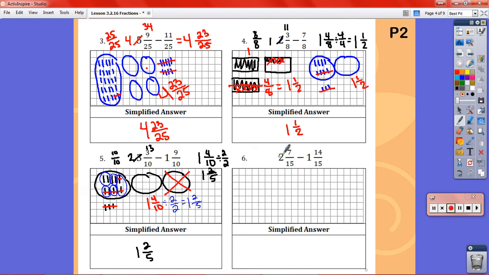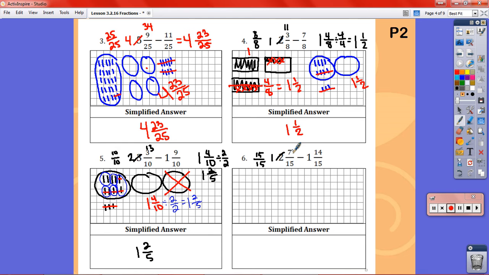Okay, same thing here. 2 and 7/15 minus 1 and 14/15. I can't take 14 away from 7, so I have to borrow. 2 take away 1 to borrow is 1. A whole is 15 out of 15.